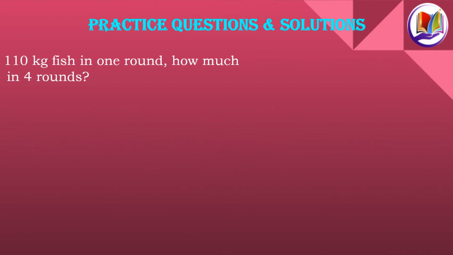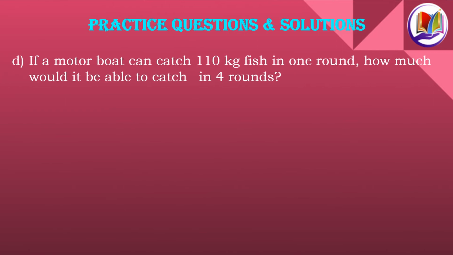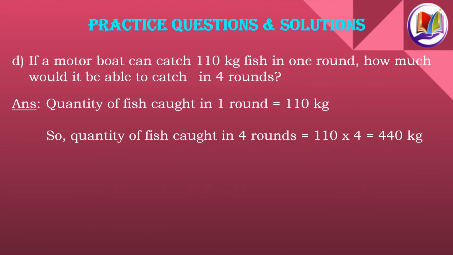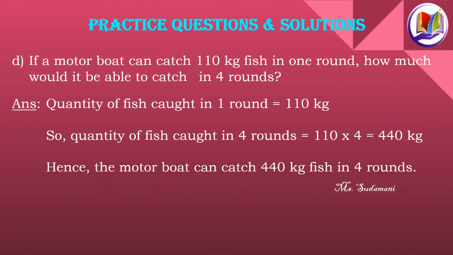Now the next question, children. If a motorboat can catch 110 kg fish in one round, how much would it be able to catch in 4 rounds? Well, 1 round and 4 rounds. That is, we need to find more. So what would we do? Quantity of fish caught in one round is 110 kg. So quantity of fish caught in 4 rounds will be 110 multiplied by 4. That is equal to 440 kg.